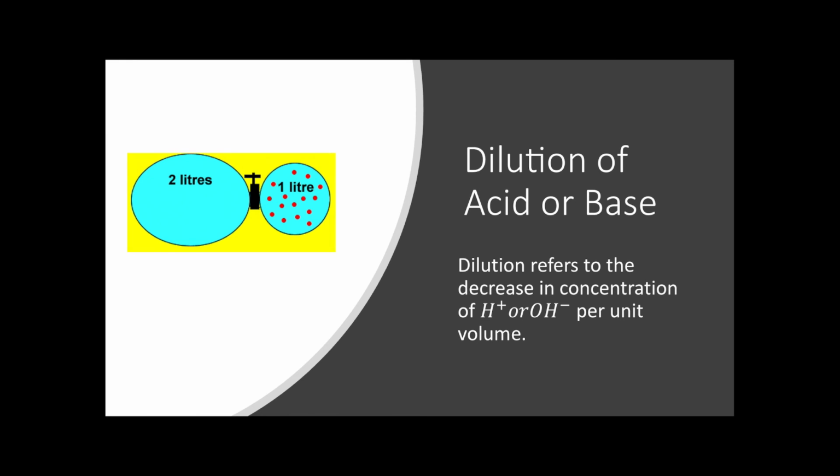Thus, when we decrease the concentration of H plus or OH minus ions per unit volume, meaning 1 liter or 1 milliliter, and here we'll talk about 1 liter, the acid or base is then said to be diluted.